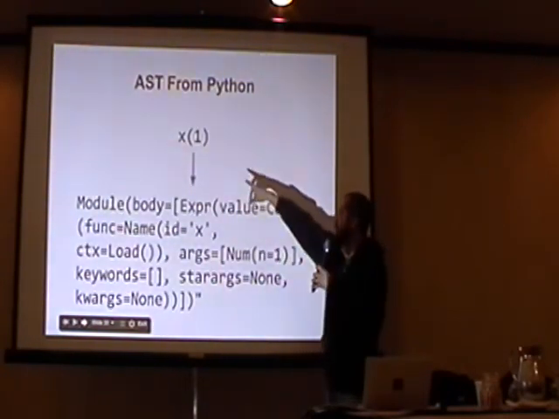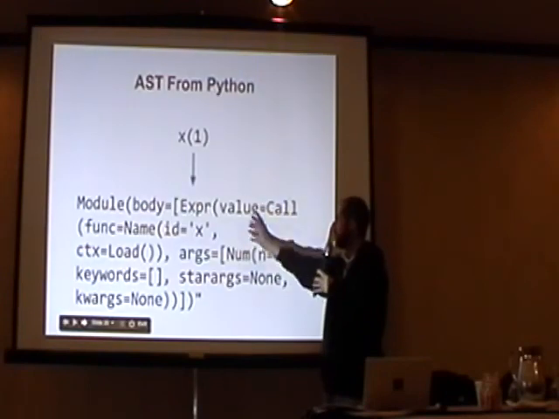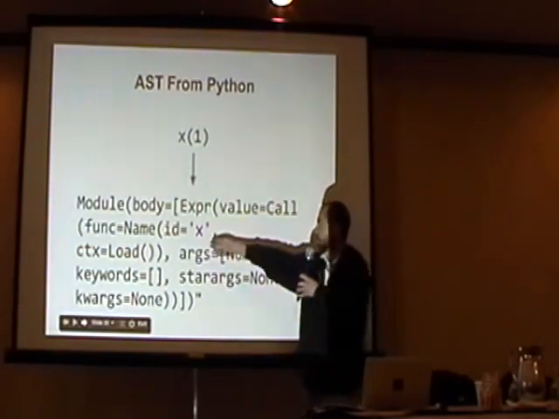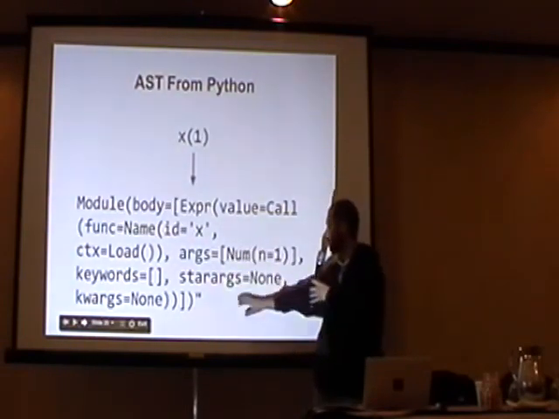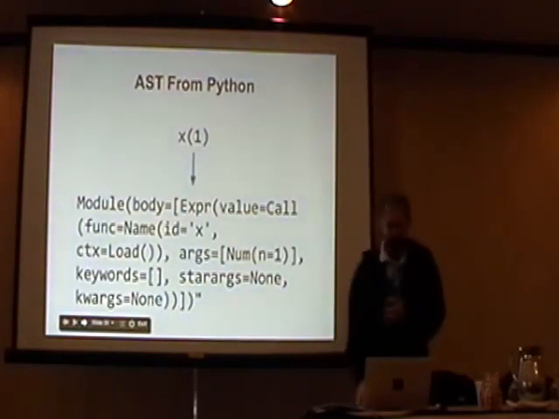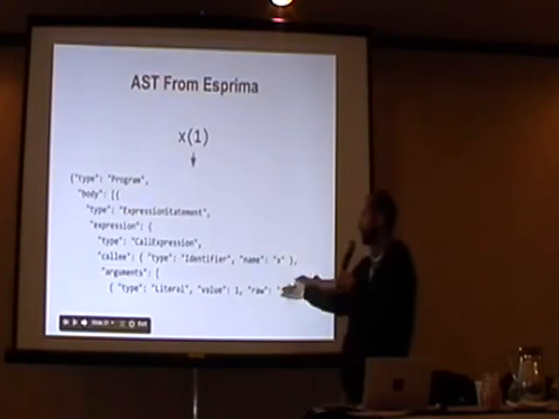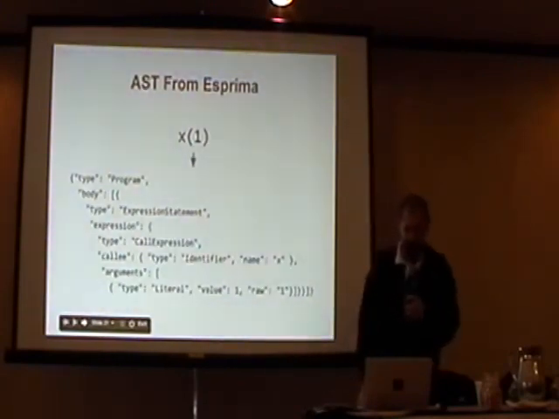But you can see we want to get the abstract syntax tree of this call to x with the argument 1. So you get this thing out. It's an expression. It's a call. Here's the name of the function. Here's the args, and then some stuff that we're not using. I can't believe I deleted the Ruby version. This is from Esprima, JavaScript, same kind of thing. This is basically what you're working with.